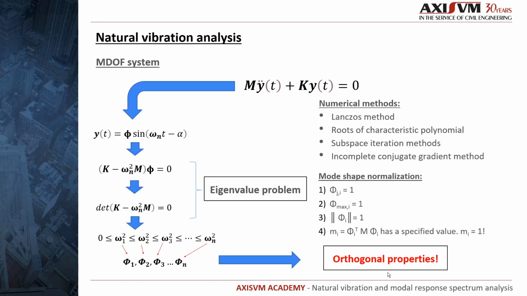The natural modes satisfy important orthogonality properties. They are orthogonal both to the mass and stiffness matrix. This is really important, since this is a key ingredient for decoupling a large multi-degree of freedom system.